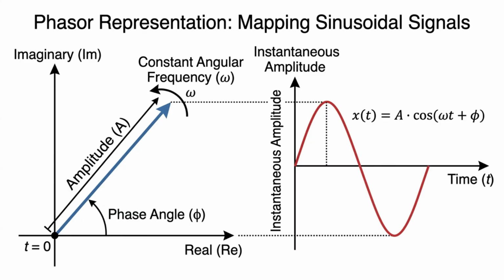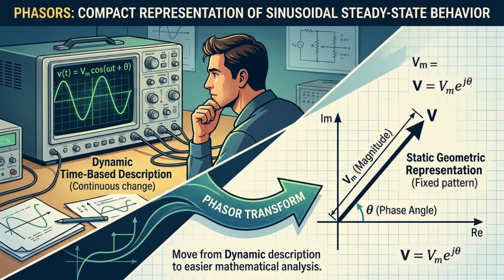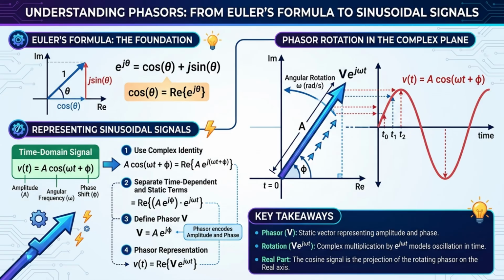to a reference. The time variation is implicitly contained in the idea that this vector rotates at a constant angular frequency. This means that a phasor is not the signal itself, but a compact representation of a sinusoidal signal's steady-state behavior. It allows engineers to move from a dynamic time-based description to a static geometric representation that is much easier to analyze mathematically.